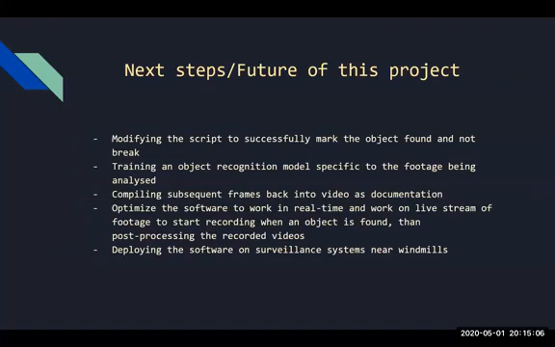Optimizing the software to work in real time is another one that we unfortunately didn't get the opportunity to work on. We didn't have a good way to access a live feed from any of our cameras to start incorporating that into our process. And then deploying the software into a live surveillance system environment to run, test, and compile log data for us.